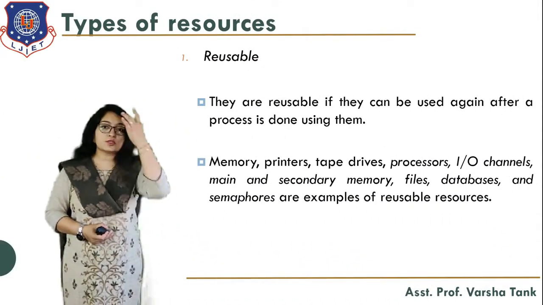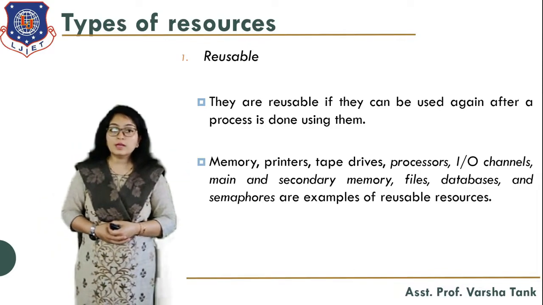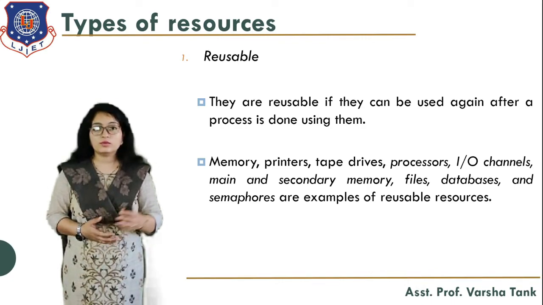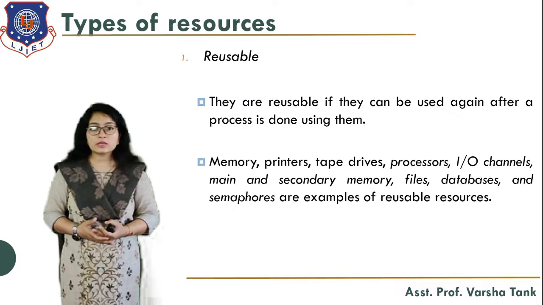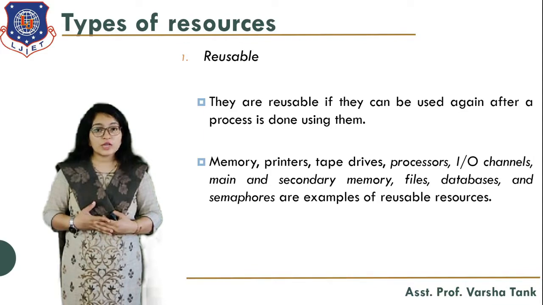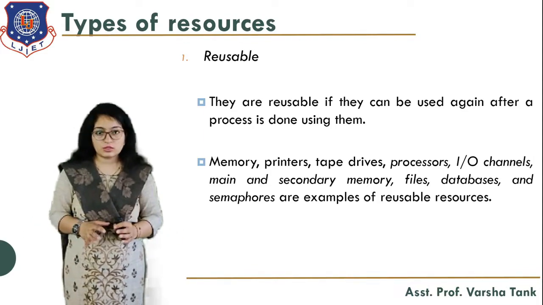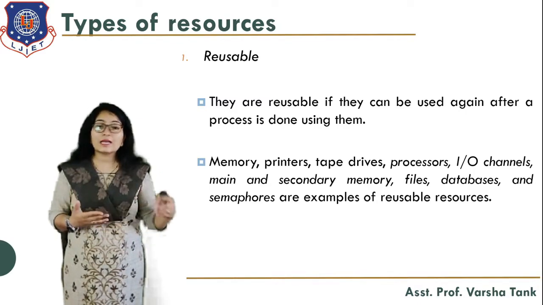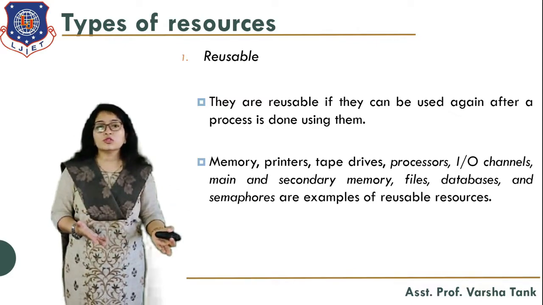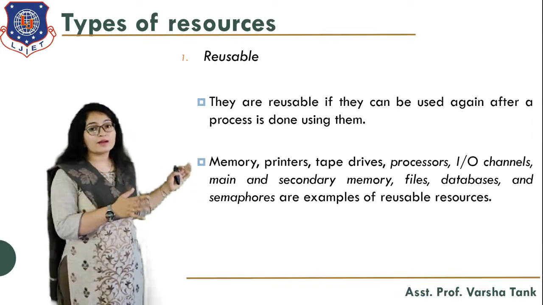So here, the first resource is what? Reusable resources. That means these resources can be used again after the process is done using them. So which are the reusable resources? For example, memory, printer, tape drive, processors, input-output channels, main and secondary memories, files, database. These all are reusable resources because you can use those resources again and again. You can use the printer to print something. The day after tomorrow also you can use the printer. Then also you can use the printer. So these resources are there as they are.